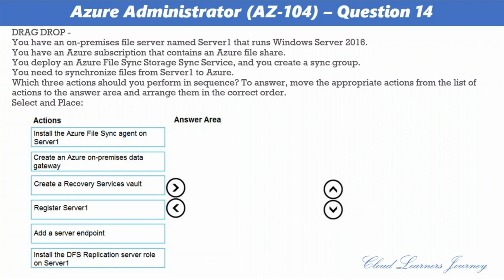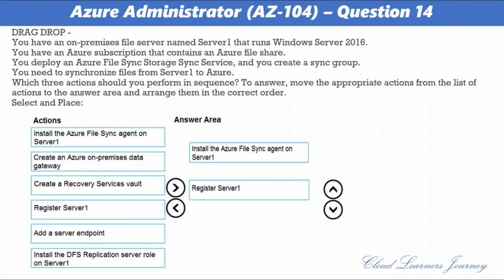And the correct actions are: install the Azure File Sync agent on Server1. The Azure File Sync agent is a downloadable package that enables Windows Server to be synced with an Azure file share. Next action is register Server1. Register Windows Server with Storage Sync Service. Registering Windows Server with the Storage Sync Service establishes a trust relationship between your server or a cluster and the Storage Sync Service. And the third action is add a server endpoint. Create a sync group and a cloud endpoint.